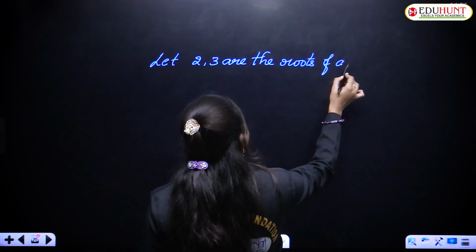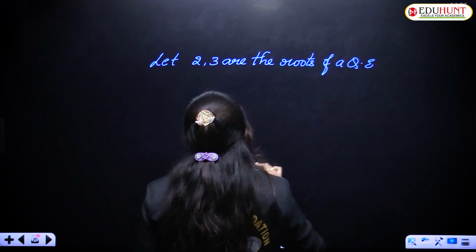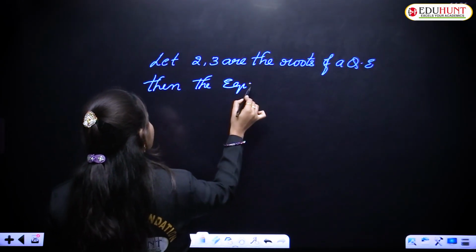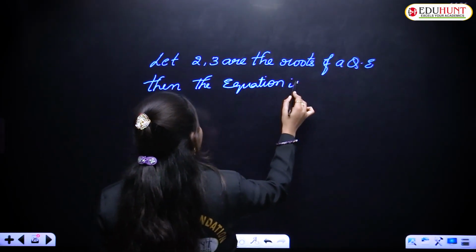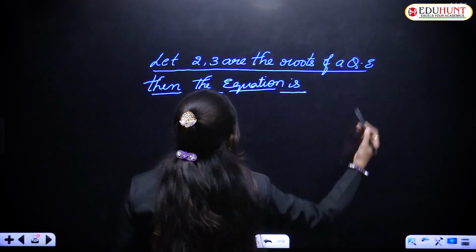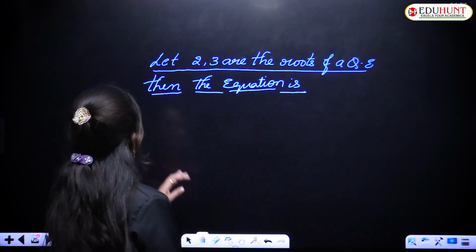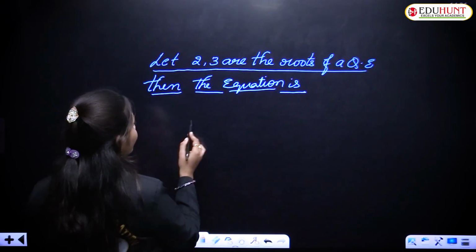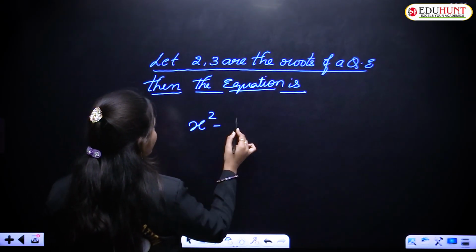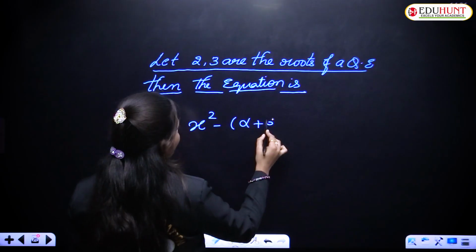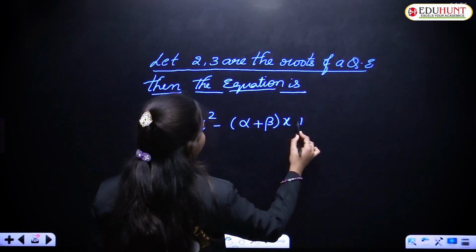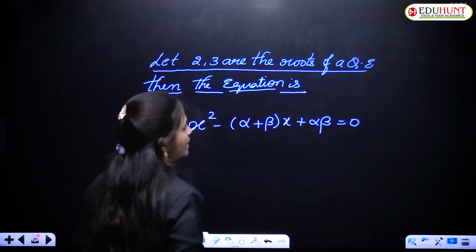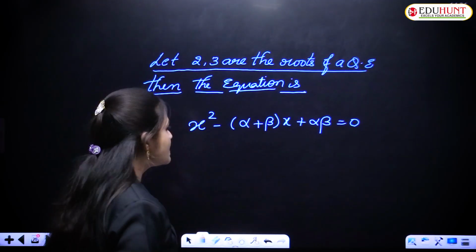Are the roots of a quadratic equation, then the equation is... Okay, so see here, let 2, 3 be the roots. So what is the required equation? x square minus sum of the roots into x plus product of the roots is equal to 0.